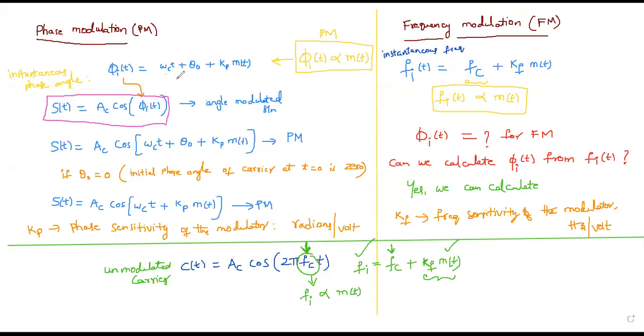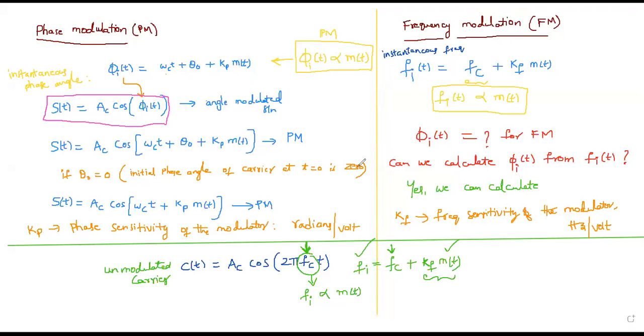Like that, you can come up with what kp is here. The left hand side is in radians, and hence this has to be in radians. This also is radians, and I am multiplying with m of t, which is in volts, so this entire thing should be in terms of radians. Then only I can add radians and radians. So if this entire thing has to be radians and m of t is measured in volts, obviously kp should be in radians per volt.